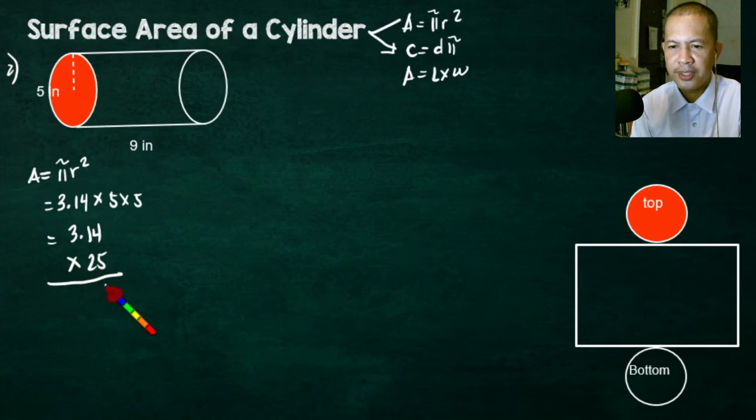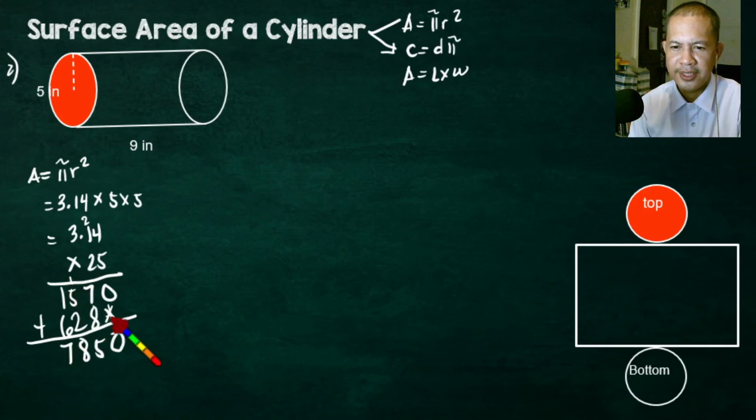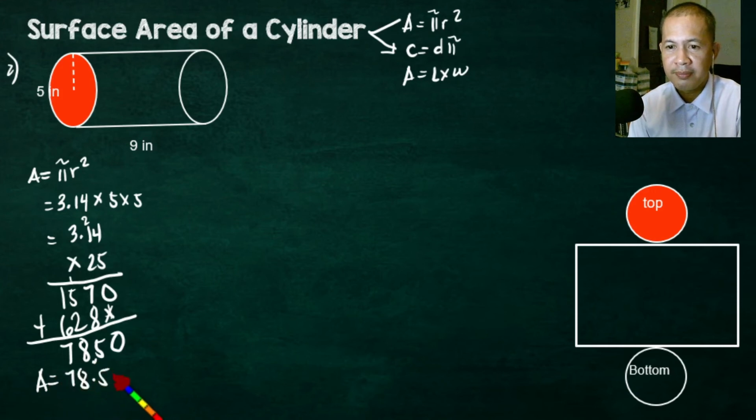25. 5 times 4, that is 20, carry 2. 5 times 1, that is 5 plus 2, that is 7. 5 times 3, it is 15. Then, next natin, 2 naman ang gamitin natin. 2 times 4, that is 8. 2 times 1, that is 2. 2 times 3, that is 6. And then add natin, we have 0, 15, carry 1, that is 8, and then 7. Okay? Tapos 2 decimal place, 2 decimal place. So ating area dito, it's 78.5 inches square. So area kasi, kaya may square.